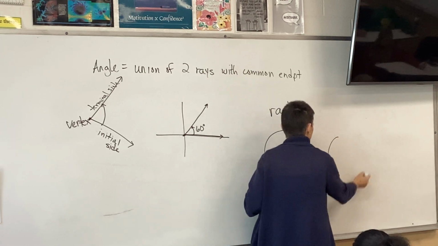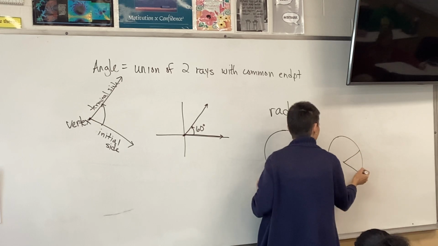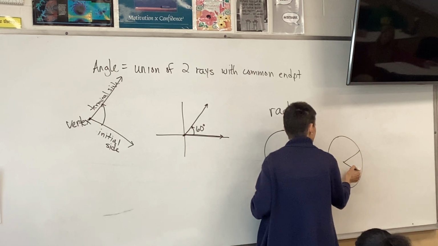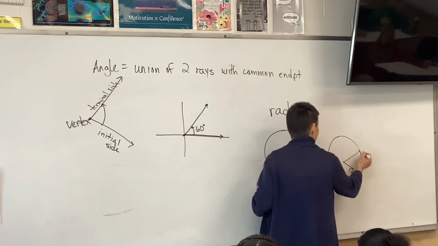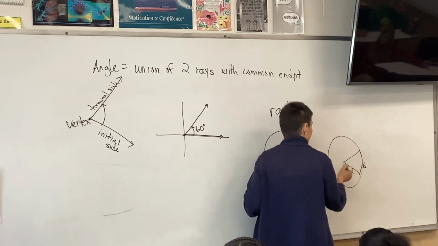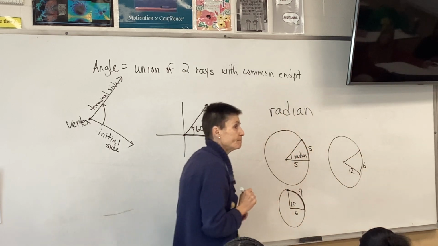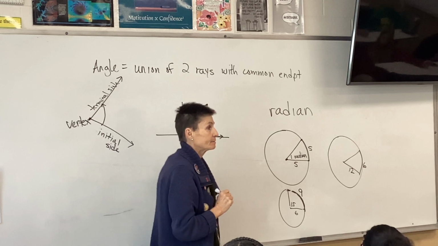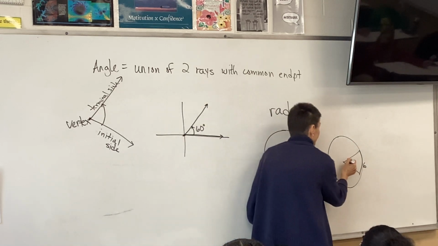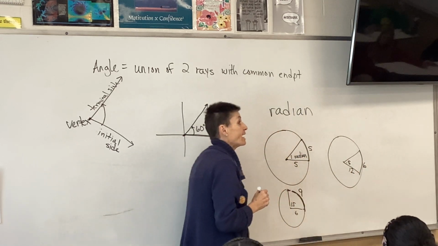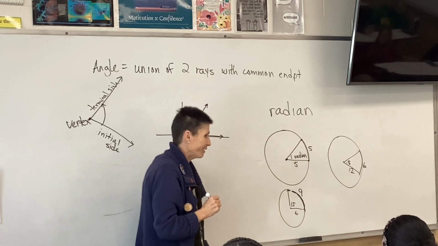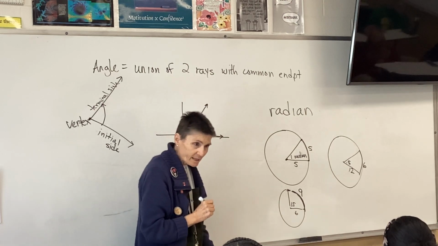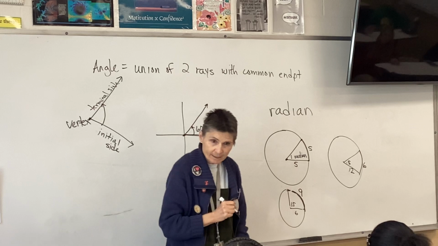So just to make sure you're getting the hang of it. What if I had a radius of 12 and I had an arc of 6? How big would that angle be right there? Half a radian. Because to get a radian, you would need 12. If you only have 6, then you only got half a radian.